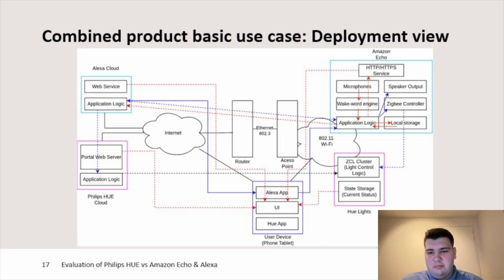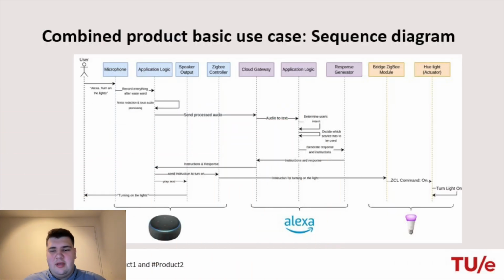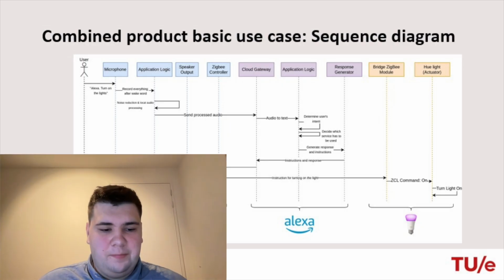Let's look at the development view. So we have the same view with the Amazon side. The only difference is that we have Philips lights, and that's it. And they have a communication between each other. From the sequence diagram, the flow is almost the same, and the lights will be turned on.